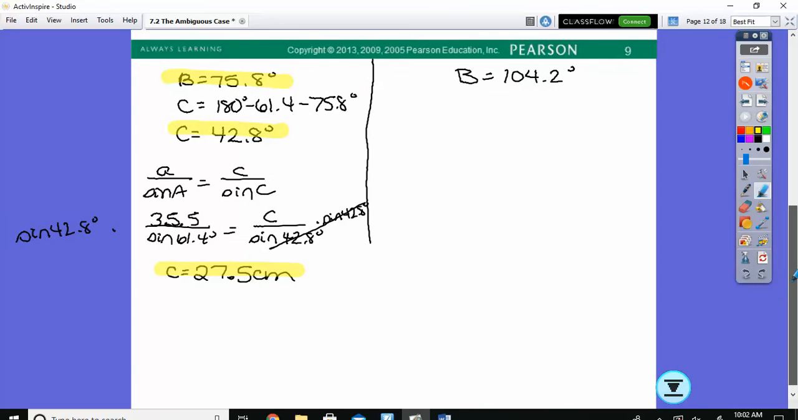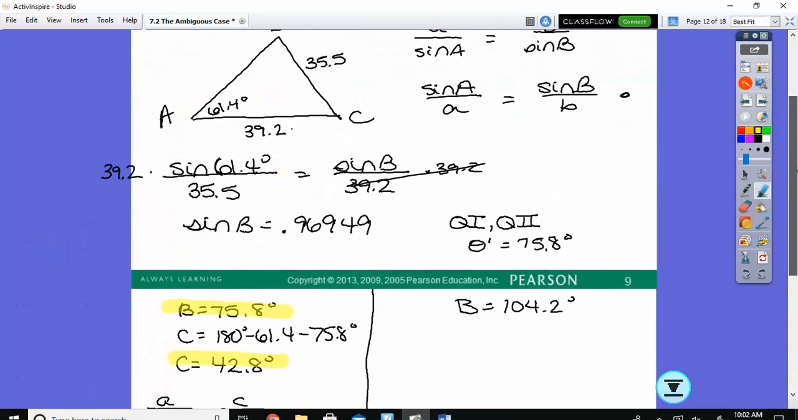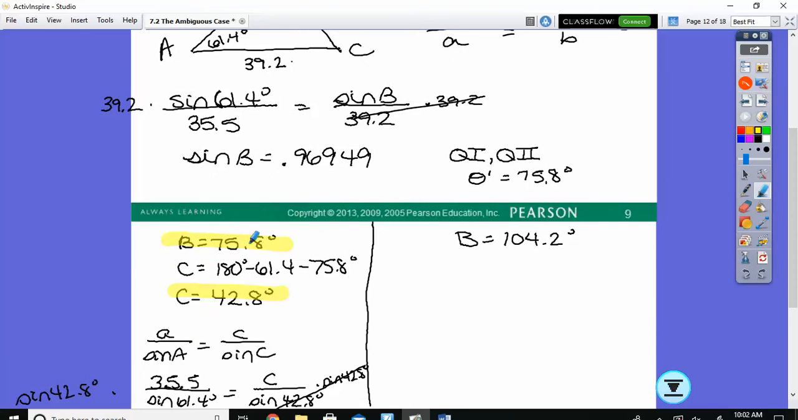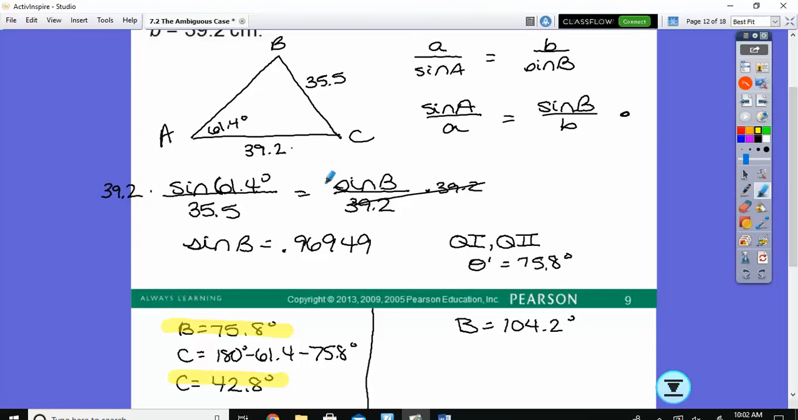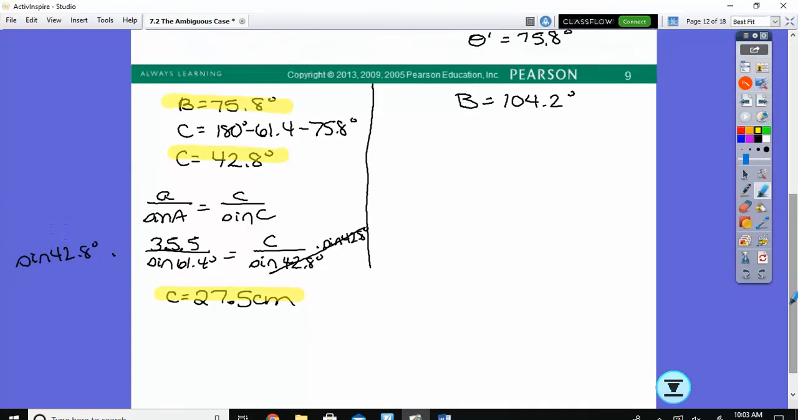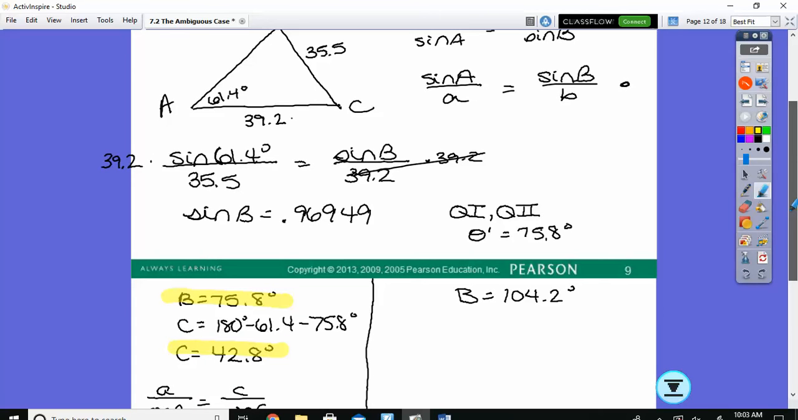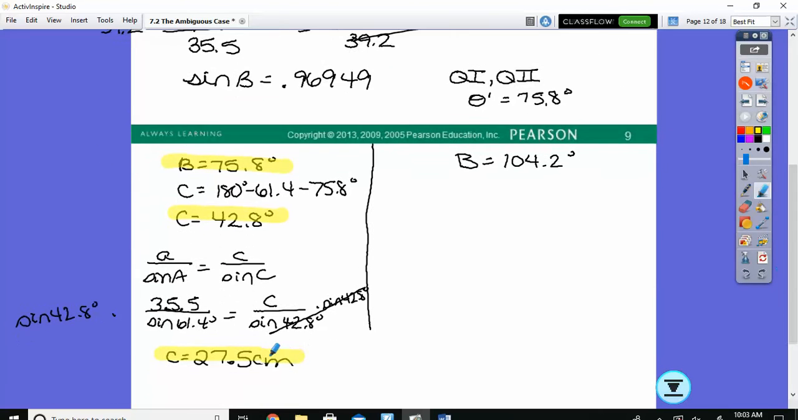Do a quick check. We've said that the biggest angle will be across from the biggest side, smallest angle across from the smallest side. So in this, B was my biggest angle. Side B was 39.2. Was that my biggest side? My other sides are 27.5 and 35.5, so that is the biggest. Smallest angle was C, and that did turn out to be my smallest side. So that is a good way to kind of double check yourself.